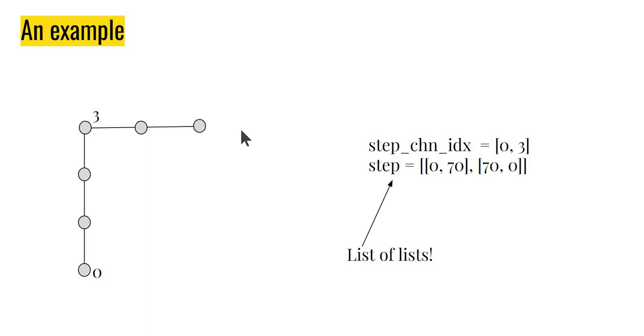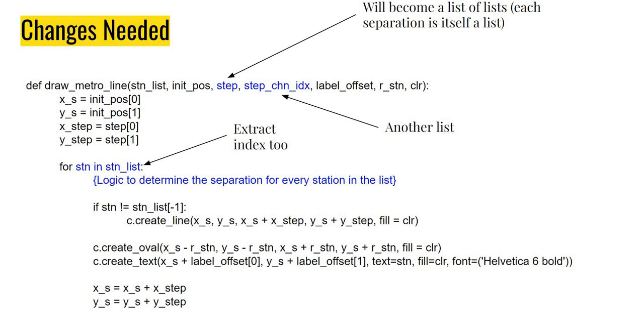Let's see how we do it, in a step-by-step manner. We will start by asking ourselves a question: I had this function called draw metro line. What is it that I need to change? Let's first identify that, and then we see how we go about changing them. So, let's say the three most important changes that come in.